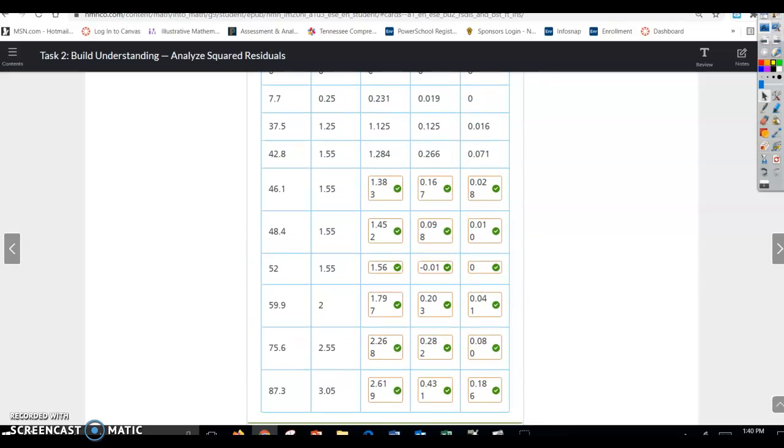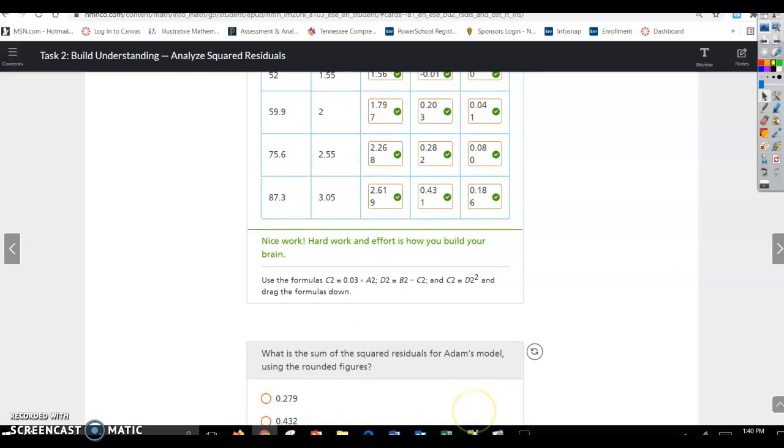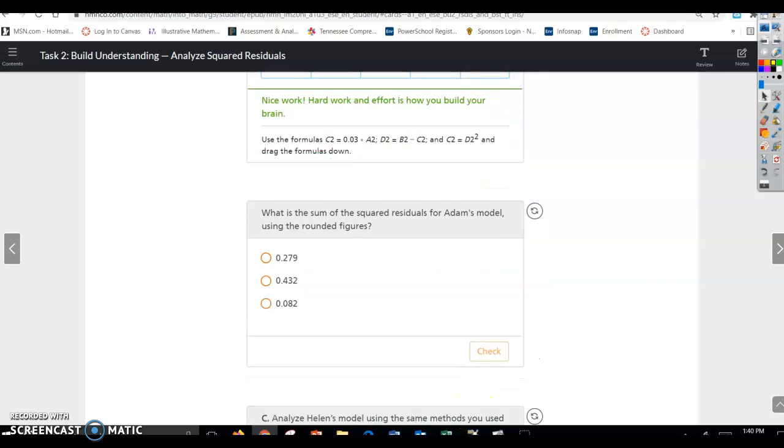All right, so if you find the sum, take this last column here and add all of these up. What do you get? You should get close to 0.432.